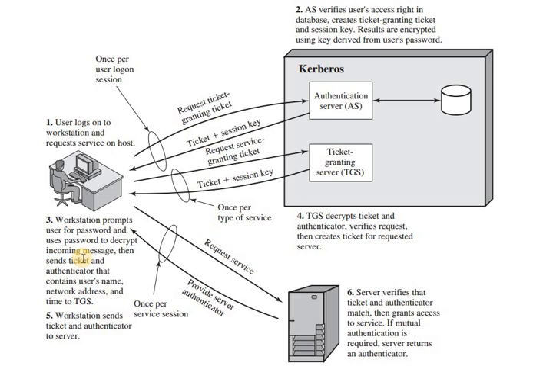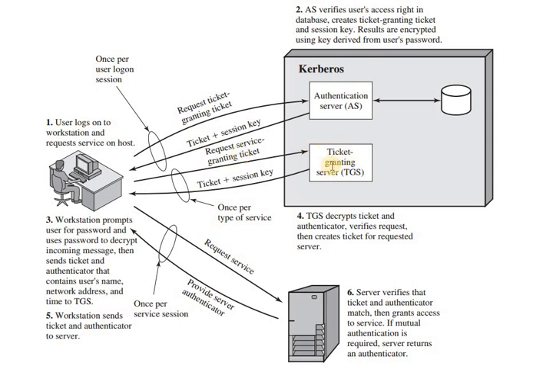Now, after decrypting the message, the workstation sends the ticket as it is, the ticket granting ticket or TGT, and an authenticator, which was created by using the session key. The authenticator contains the user's ID or user's name, network address, and timestamp. So this workstation sends the ticket, the TGT, and the encrypted authenticator requesting a service granting ticket.